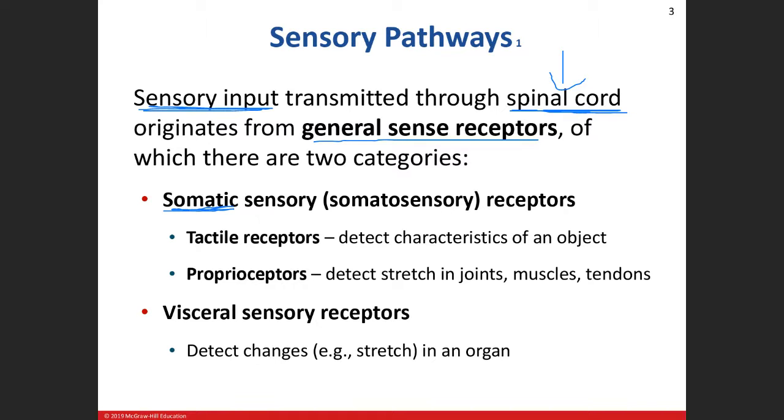This term here, proprioception. It's very important that you understand this proprioception. And I never can tell if people understand what proprioception is because I talk about it on and off throughout the semester. But basically, proprioceptors are going to detect the stretch in your joints, your muscles, and the tendons. What proprioception is, is your body's sensory awareness or spatial awareness of itself in relation to itself. So what does that mean?